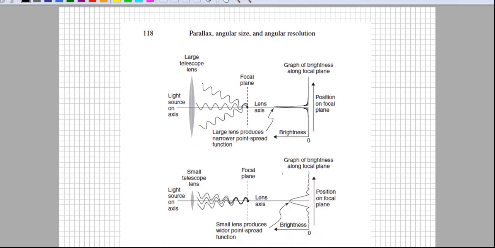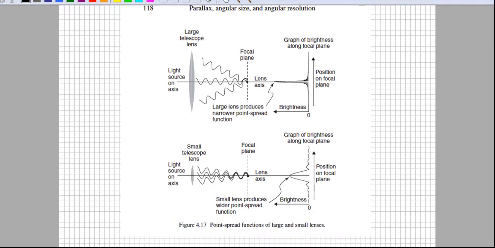The other thing we have to consider, though, is what is the effect of the lens itself? That is, what does this resolution depend on? Well, in this figure, figure 4.17 on page 118, you can see what happens if you've got a large telescope lens and a small telescope lens. Again, you can substitute the word mirror here. It would work the same way, just with reflections instead of transmissions.